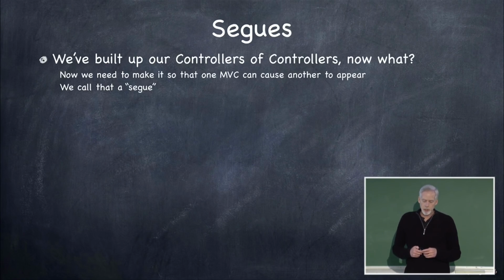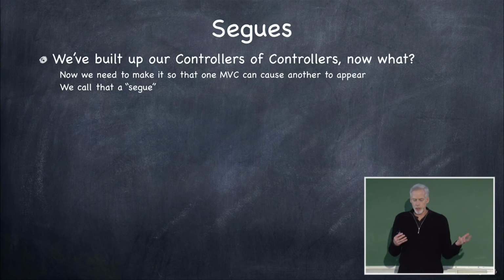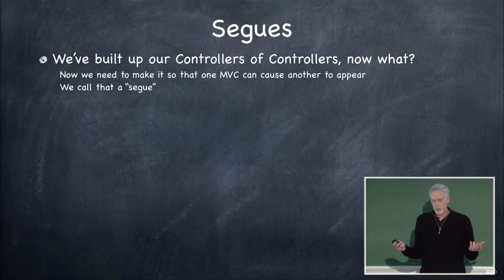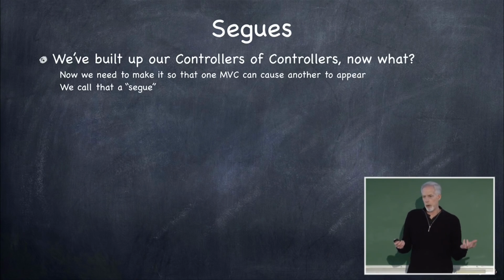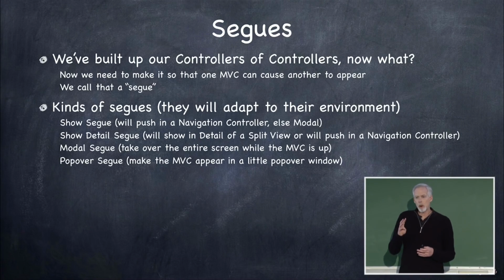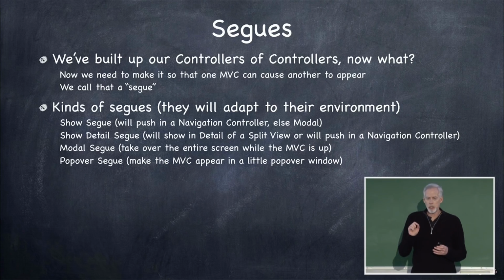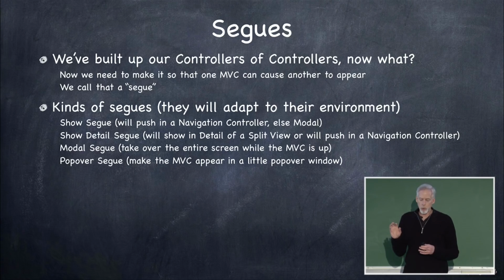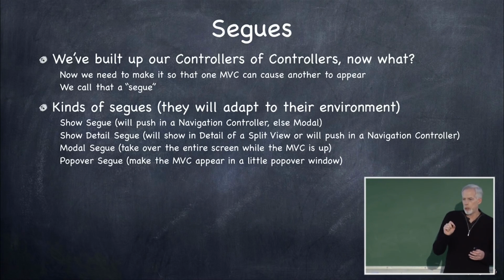So, segues. We've wired up these controllers of controllers, like tab bar, split views, navigation controllers, and we've got all of our nice MVCs, and now we want to transition between them. We call those transitions segues. The word segue in English means a transition. And there's really 4 major kinds of segues. I'm going to talk about some more rare segues towards the end of the quarter, but the main segues that you're going to wire up in a storyboard, one is called a show segue.